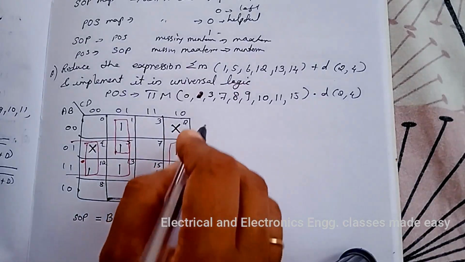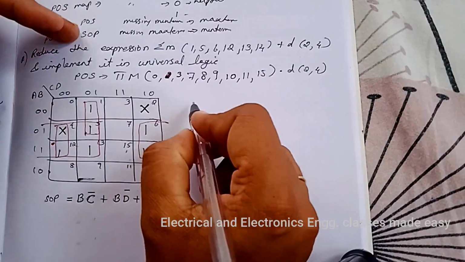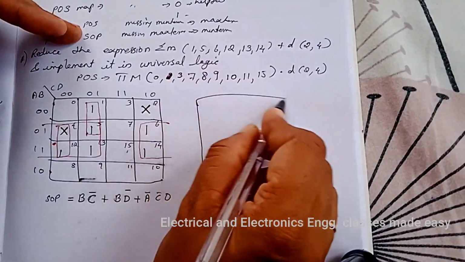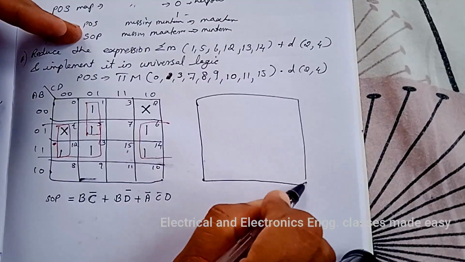Similarly, we can do it in POS form. That is, in POS form, again draw the K map.